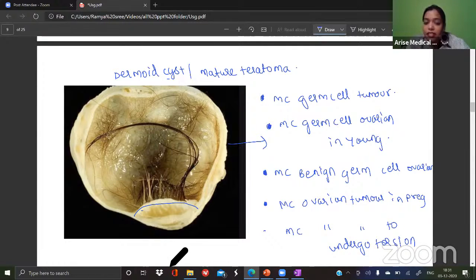Treatment of dermoid cyst is cystectomy. Means you just have to remove this cyst. Okay. So those are some of the important one-liners pertaining to the dermoid cyst. The only treatment is to just remove the cyst. You don't need to do anything further.